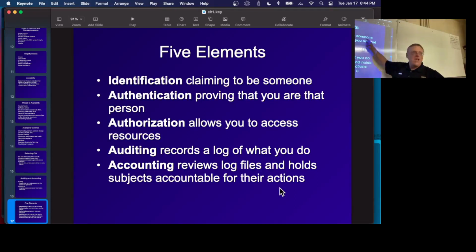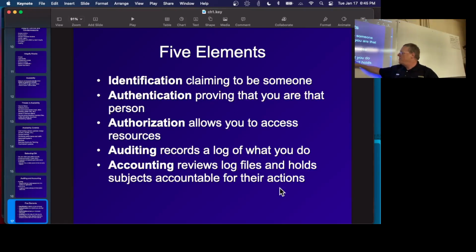So identification is when you claim to be somebody. Authentication is when you prove it somehow with a fingerprint or a password or something like that. And after that, we now know who you are. Now we can do authorization. Now that we know who you are, we can check the list to see if you're allowed to do whatever you're trying to do.